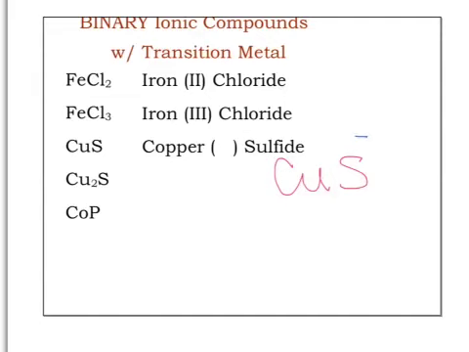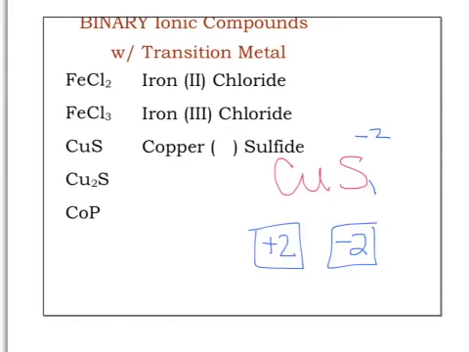Sulfur, I look up on my periodic table, is a -2. Since there's only one sulfur here, that total minus charge is -2 total. The positive has to be equal but opposite. Since there's only one copper, think about what that charge would be. If you said +2, you're correct.